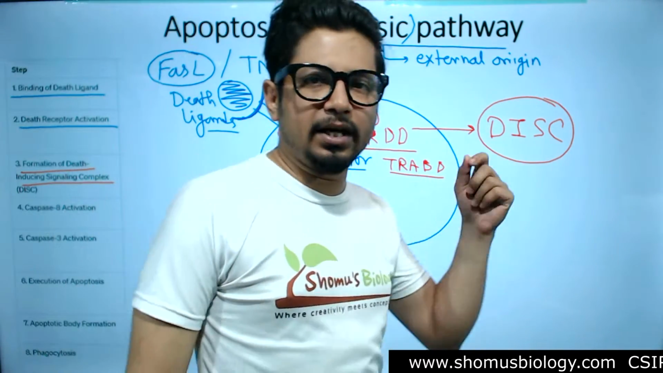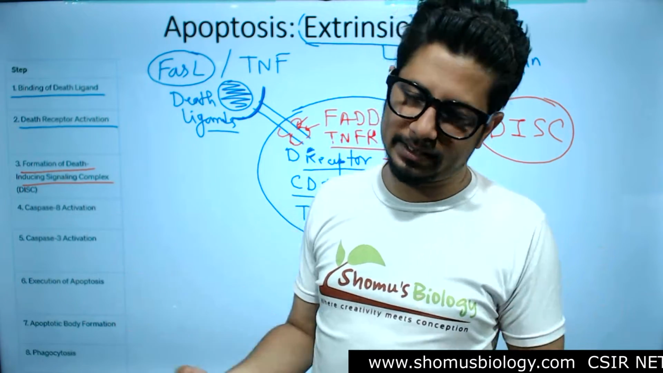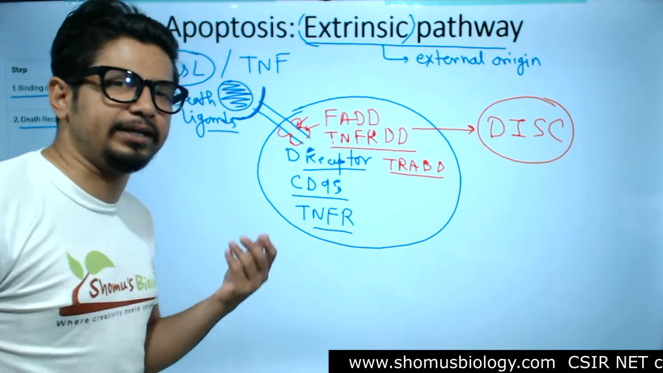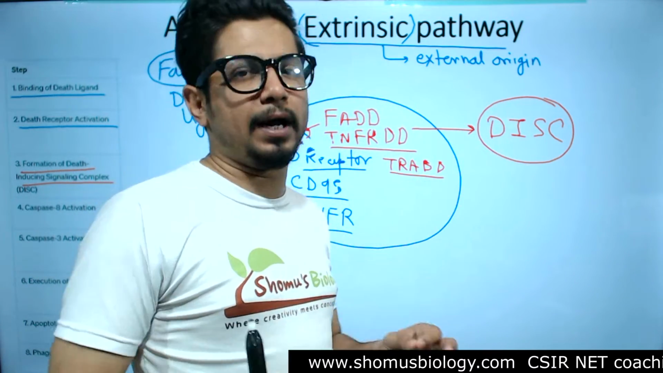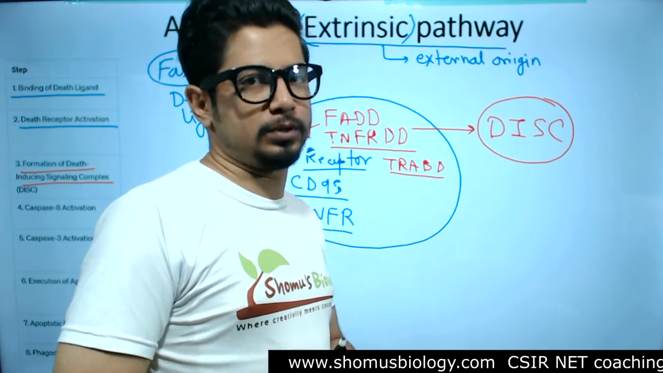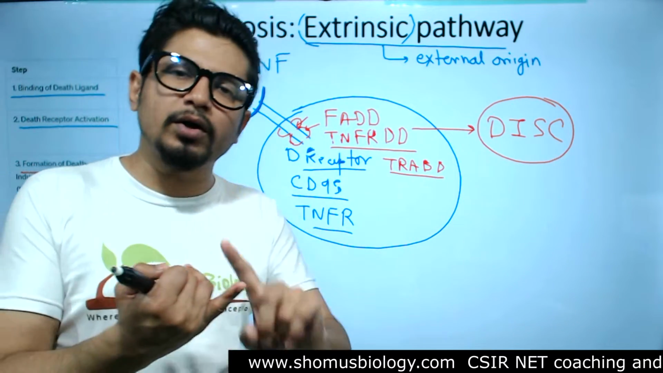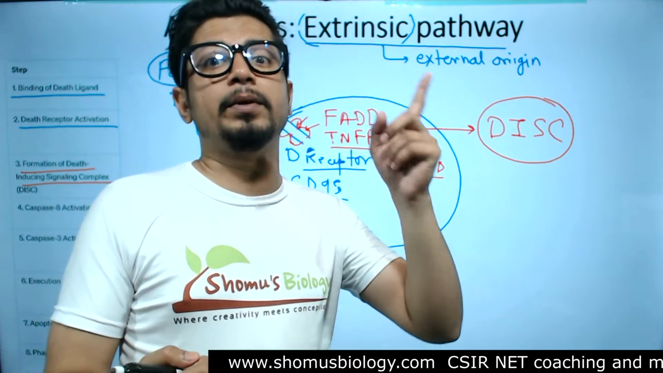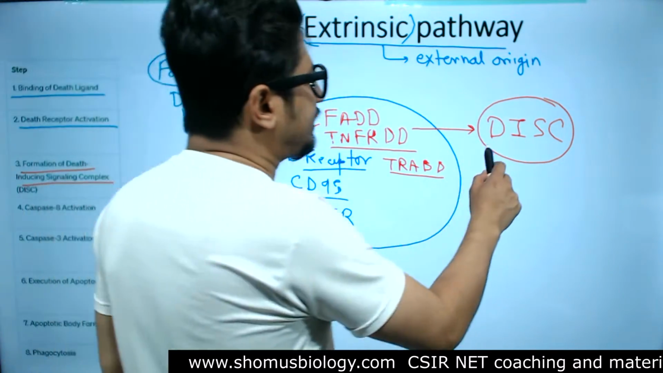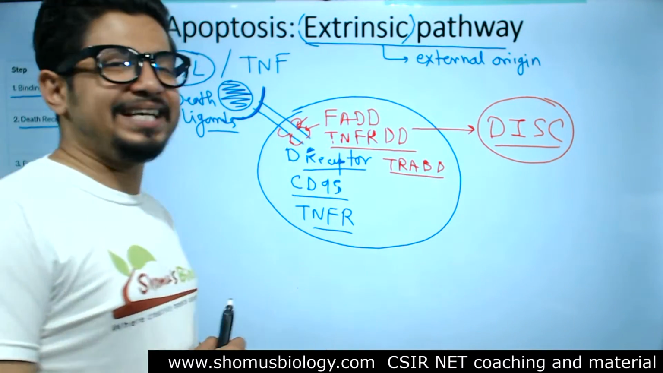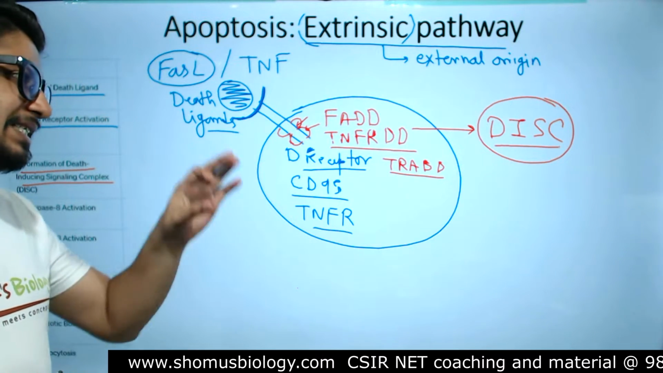Death-inducing signaling complex, or silencing complex. You can say death-inducing signaling complex. This death-inducing signaling complex is the trademark of the extrinsic pathway of apoptosis. In the intrinsic pathway of apoptosis, the trademark is mitochondria's involvement, the formation of the apoptosome. While in the extrinsic pathway, the death-inducing signaling complex is the trademark.